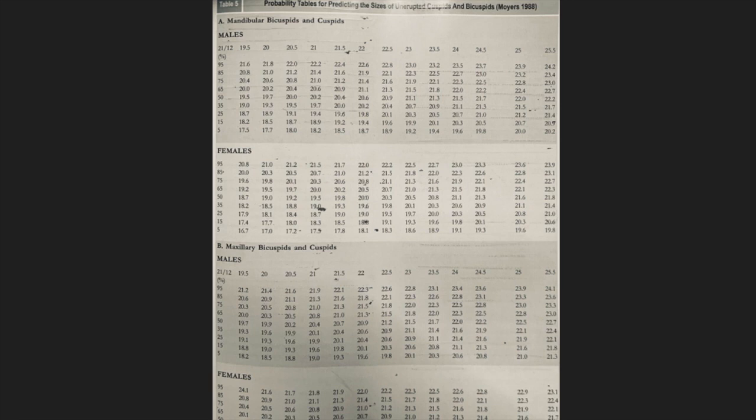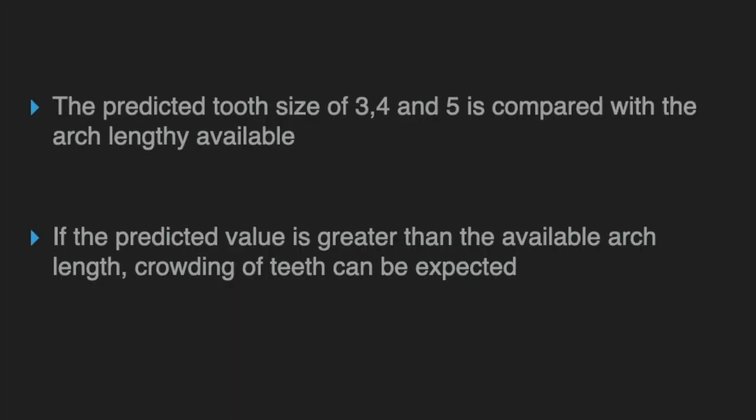Based upon the mesiodistal width of the 4 mandibular incisors, the expected width of the first premolar, the second premolar and the canine is predicted by referring to the probability charts. Up to 75% of probability is considered reliable. The predicted tooth size of 3, 4 and 5 is compared with the arch length available. If the predicted value is greater than the available arch length, crowding of teeth can be expected.